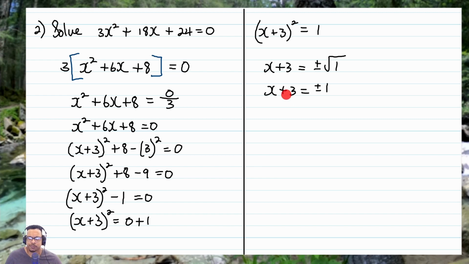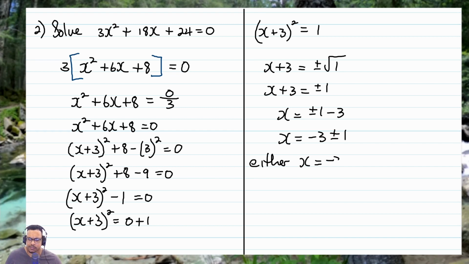So now I'll transfer this positive 3 across the equal sign. It will change to negative 3. So I'll have x is equal to plus or minus 1, take away 3. Now it looks better when you write the negative 3 in front of the plus or minus 1. So I'll write x is equal to negative 3 plus or minus 1. So now I'll say either x is equal to negative 3 plus 1 or x is equal to negative 3 take away 1.